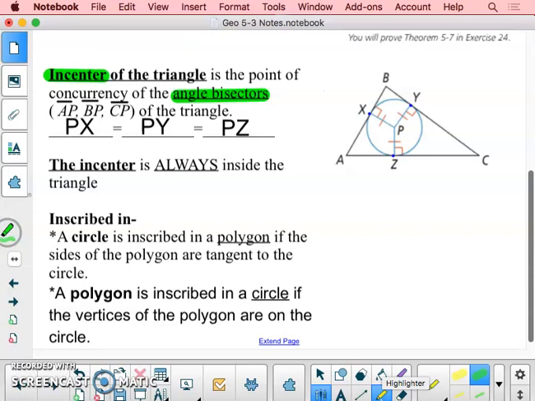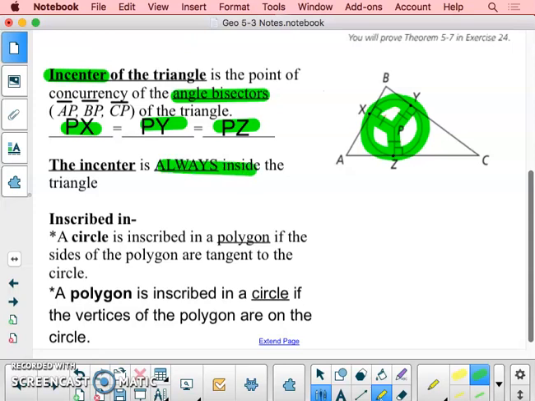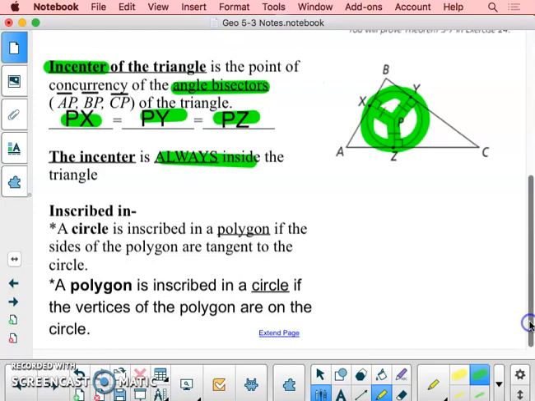What happens is PX would equal PY, which equals PZ. Those are these distances here, like the radii of the circle that makes a perfect fit inside the triangle. The incenter is always inside. It's never outside or on the triangle, no matter what type of triangle it is. In yesterday's video, it could have been inside or outside or on. The incenter is always inside.